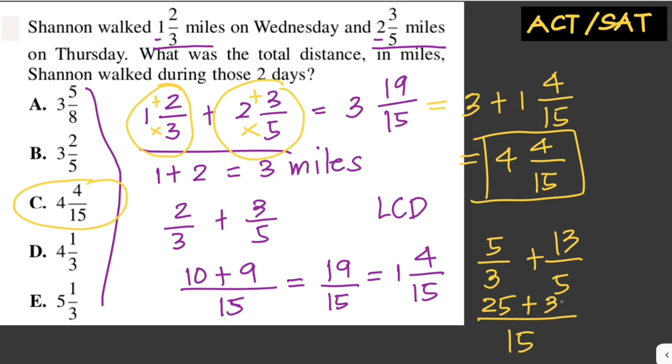So this is just 39. And then we have 25 plus 39, which is just equal to 64 over 15. And now we can reduce 64 over 15. We can write 64 over 15 as 4 and 4 over 15. So we get the same answer.